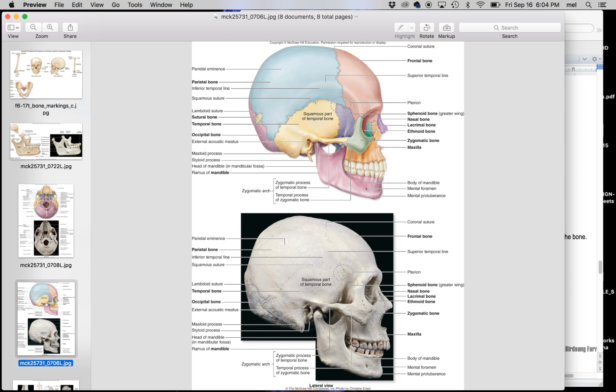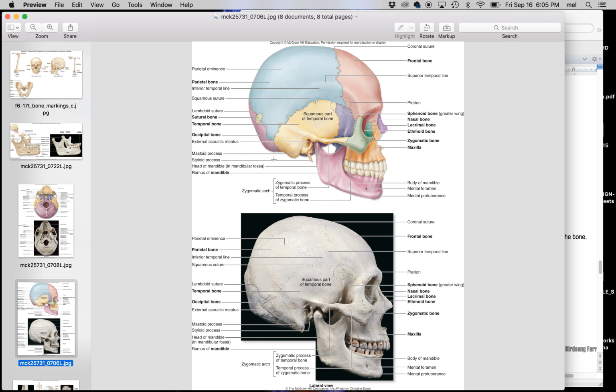So if you get into the habit in which you don't name a feature without naming the bone, it forces you to remember what features are part of what bones. For instance, this is not just the styloid process. This is the styloid process of the right temporal bone. This is the mastoid process of the right temporal bone. This is the external acoustic meatus of the right temporal bone. This is the squamous portion or squamous part of the right temporal bone.